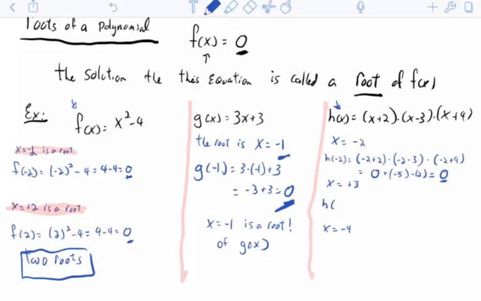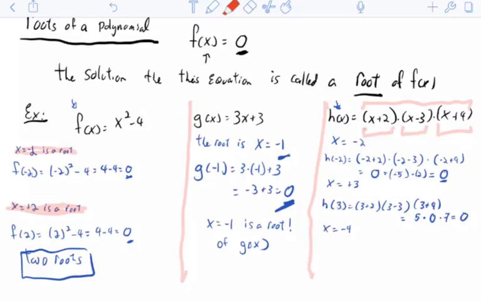H at plus 3, so this is going to be 3 plus 2, and 3 minus 3, and 3 plus 4, so that's 5 times 0 times 7, so that's 0. And sure enough, the point I'm trying to show you here is that in its completely factored form, it's really easy to find the roots, because a root will be a term that makes this one 0, or a root will be a term that makes this one 0, or a root will be a term that makes this one 0.